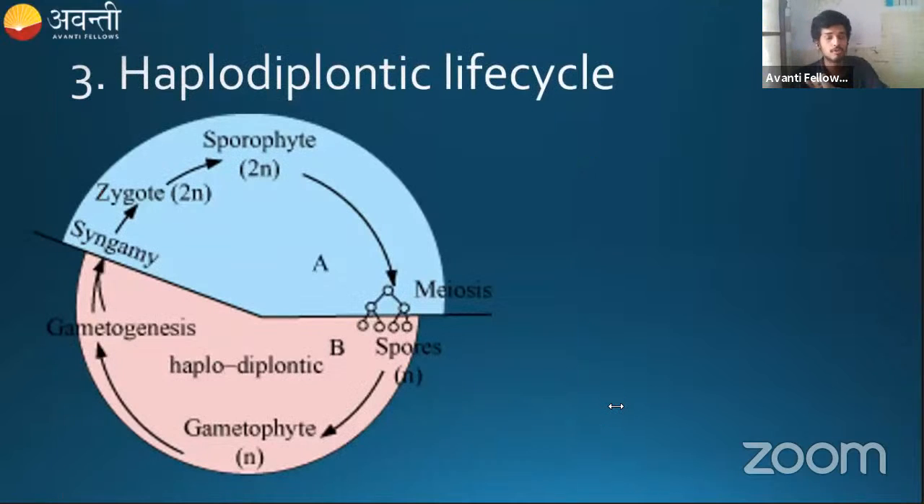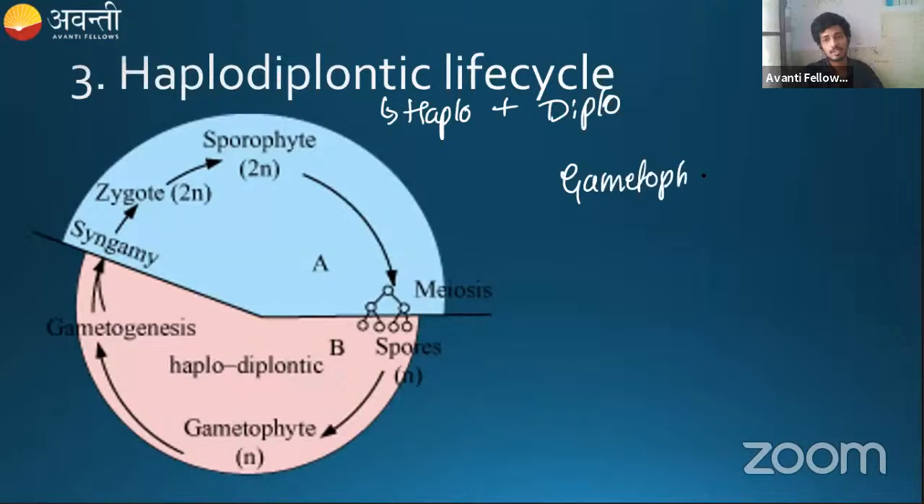So we'll go for the next one. Haplodiplontic life cycle. If you understand the haplontic and the haplodiplontic, then this one is very easy. What is it saying? It is saying haplo is also there and diplo is also there. So where is it happening now? I will take an example. Think that there is a gametophyte.